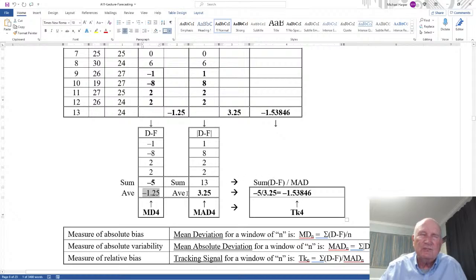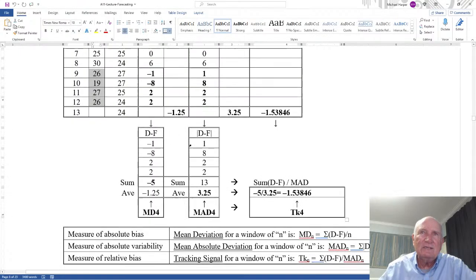One way is just a brute force way and say it's the magnitude of the bias here is a minus 1.25. Well, the time series up here is 26, 27, 19, 26. So 1.25, the magnitude is about 5% of the magnitude of the time series. So that's fairly small. It's not real small, but it's not bad. It's reasonable. Okay, so that's just judgment.